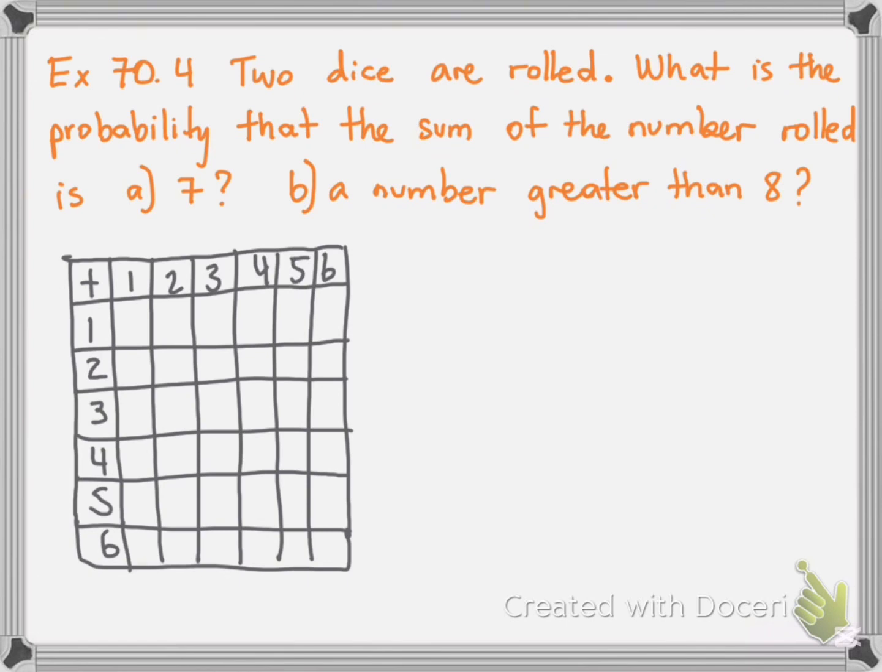Now, imagine that you have 2 dice and you start rolling them. If you roll the dice and you get 1 and 1 on top, then you add that and you get 2.